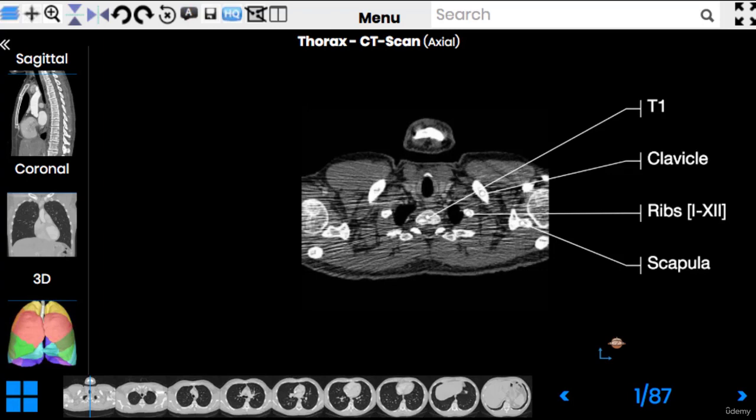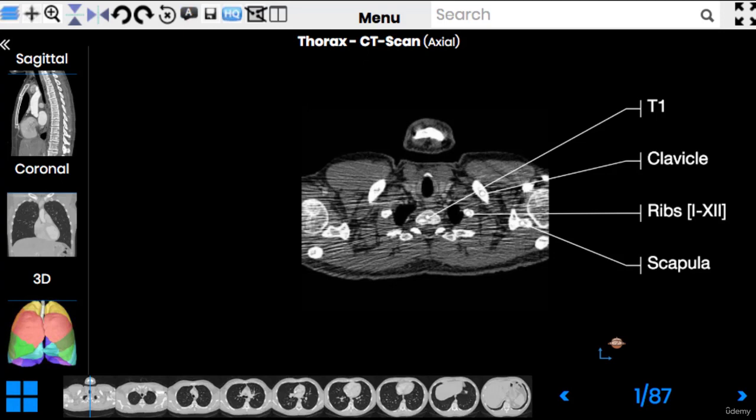The axial CT through the thorax is on our plate today. I'm going to scroll down from the T1 level to the very T12 level. I'm leaving these bone markings here for you so you can follow me, and we'll try to identify the most important structures which we have here.